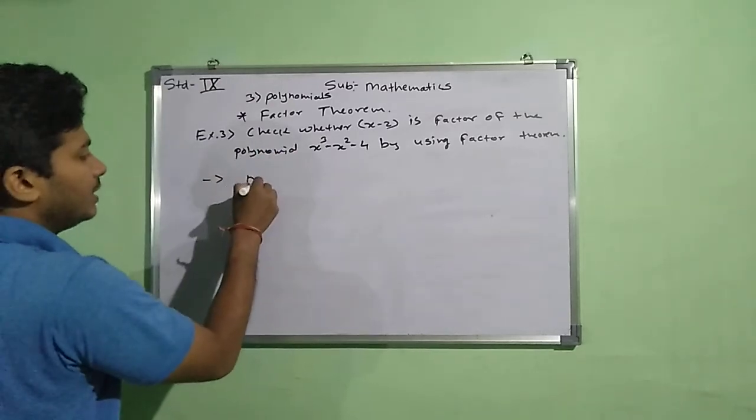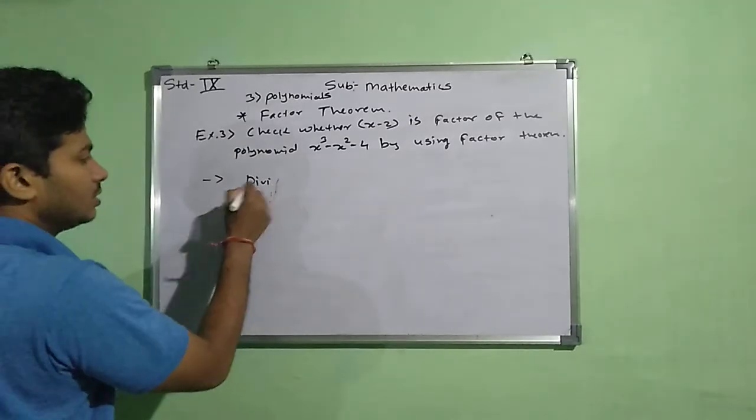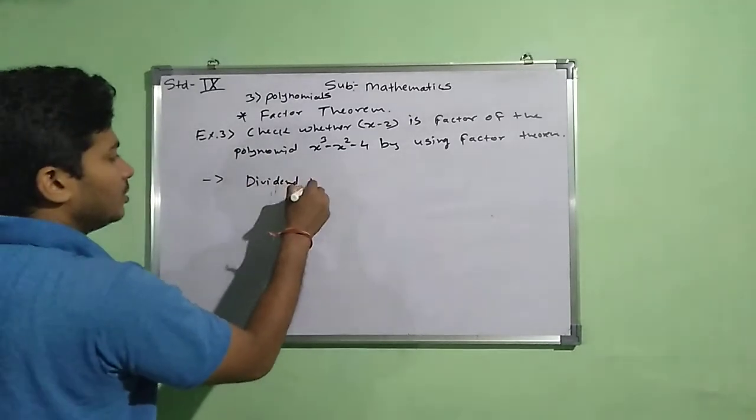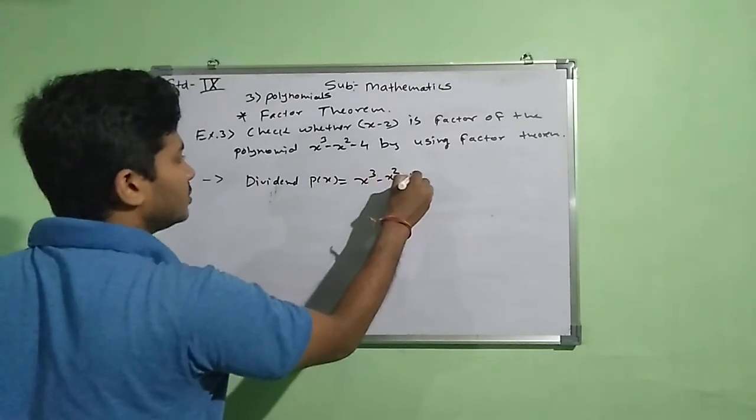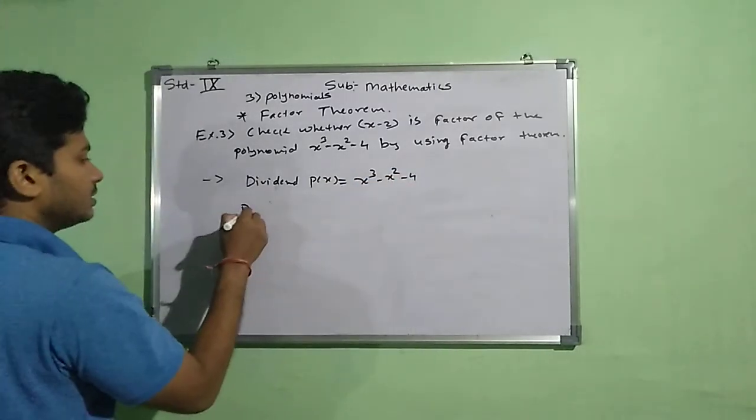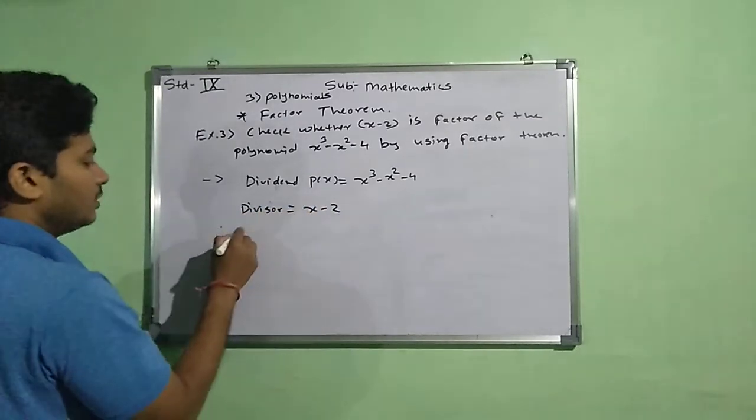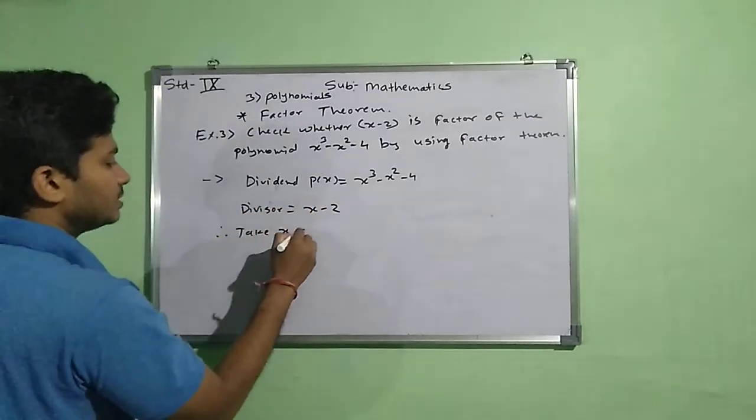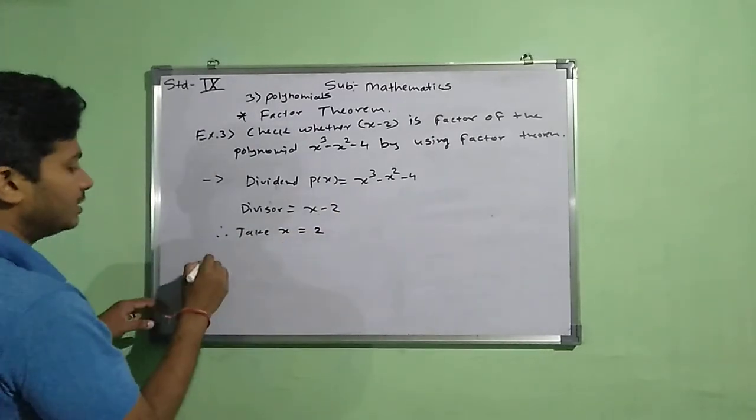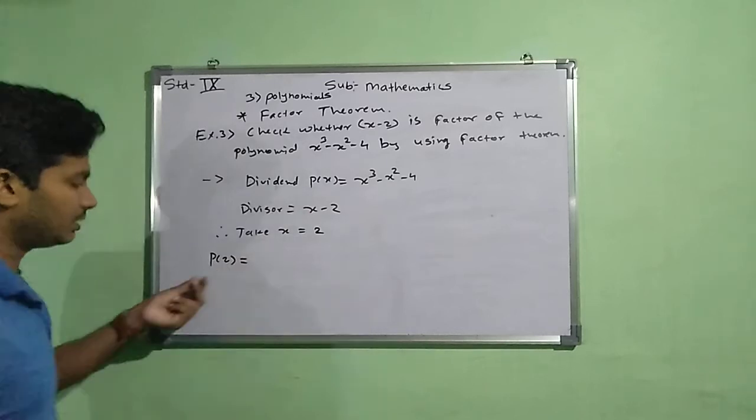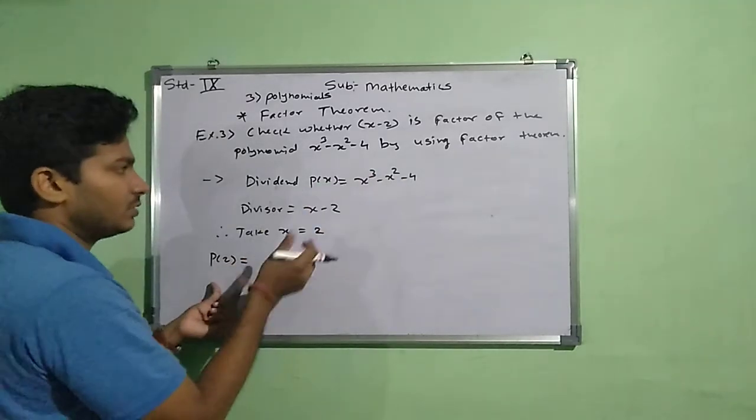So our dividend is the same, and we will use the same method for solving. Dividend p of x is equal to x cube minus x square minus 4, divisor is x minus 2. Therefore we will take x equal to the opposite of minus 2, which is plus 2. So we will take 2. Now we will find the value of p of 2, substituting 2 inside our given polynomial, and we will see what our remainder is.